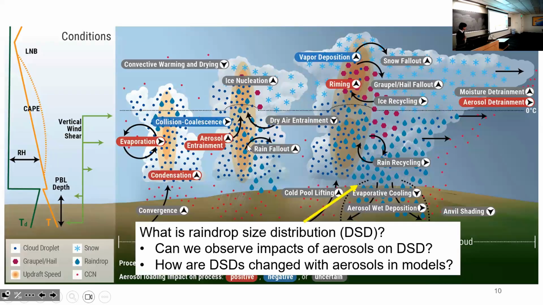So in this study, even though the processes are very complex, I focus on the raindrop size distribution as a result of all of these processes. The questions I will address are: can we observe the impact of aerosols on the raindrop size distribution, DSD? And how is the DSD changed with aerosols in models?